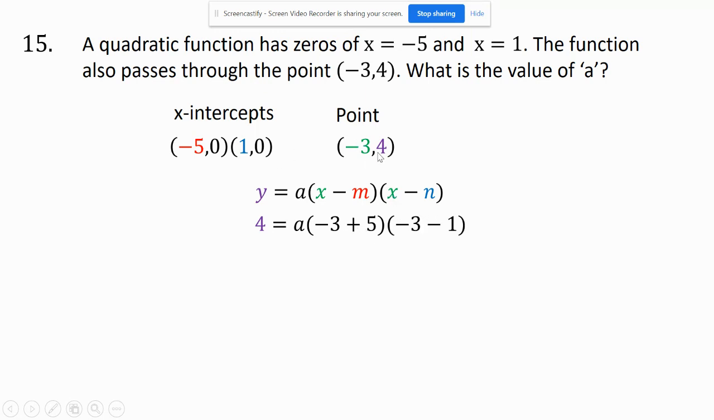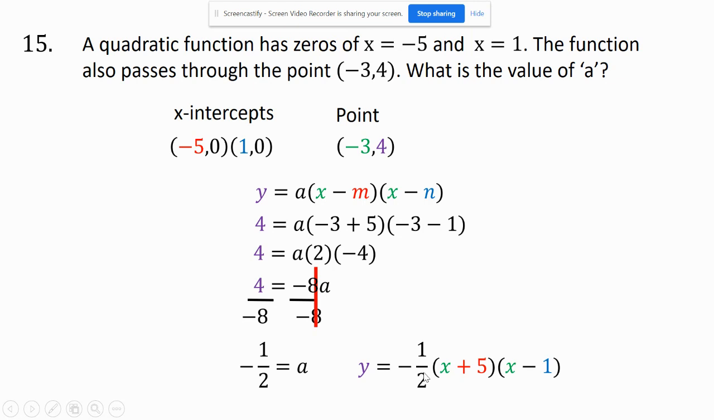X is -3 right up here, and y is 4. So -3 plus 5 is 2. -3 minus 1 is -4. 2 times -4 is -8. Now, be careful. Divide by -8, which will give me a fraction, which will be -1/2. So then I know a is -1/2. That's how I found the value of a.